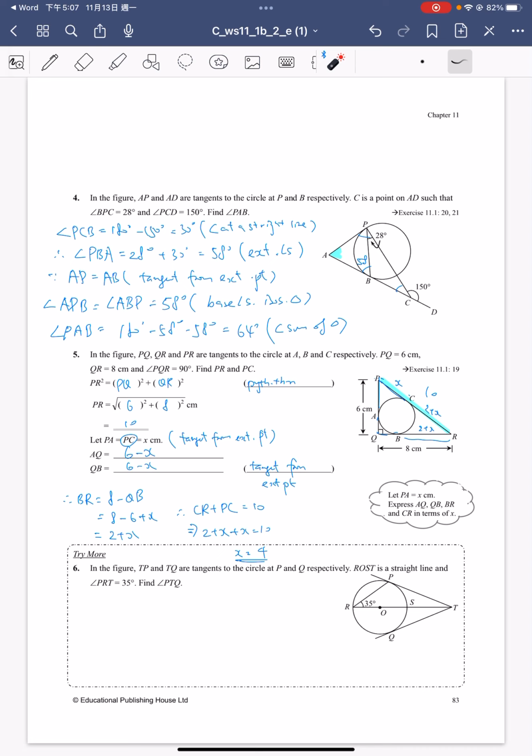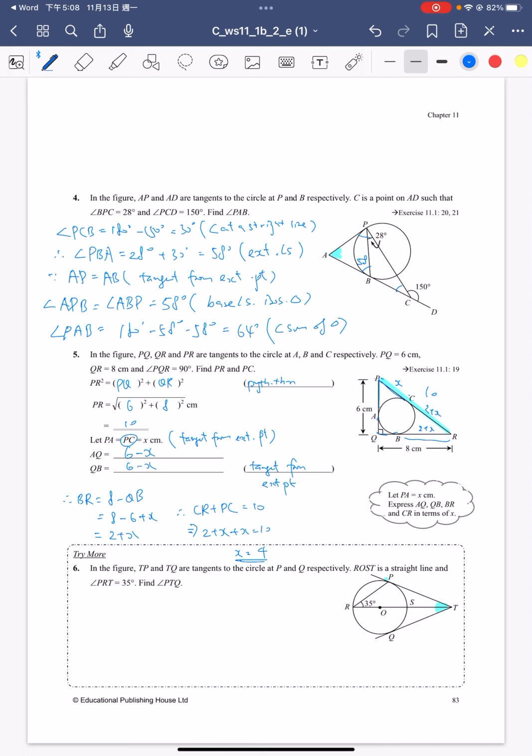We have in the figure TP and TQ. They are the tangent lines to the circle at P and Q respectively. And we have ROST, that is a straight line, and then the angle PRT is equal to 35 degrees. What we want to find out is the angle PTQ. So this angle is PTQ. So how can we find out this angle?